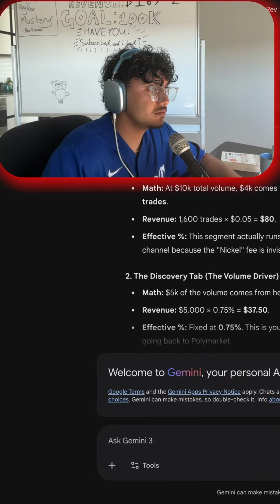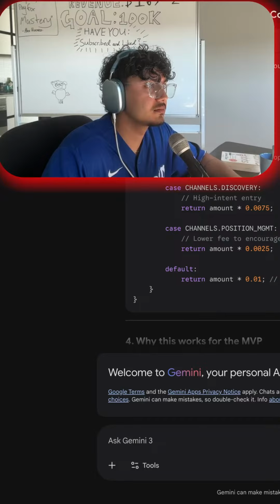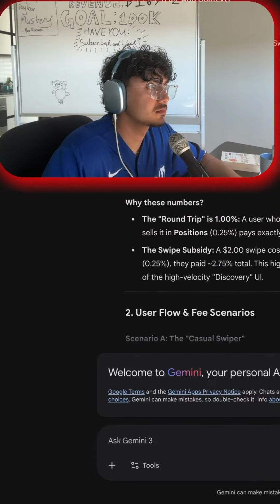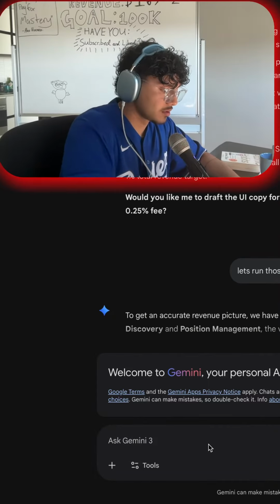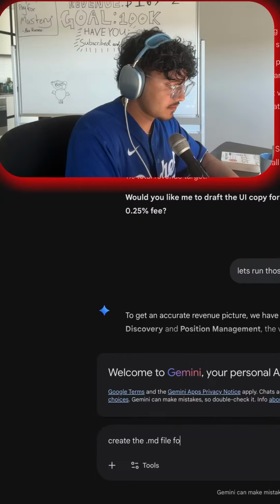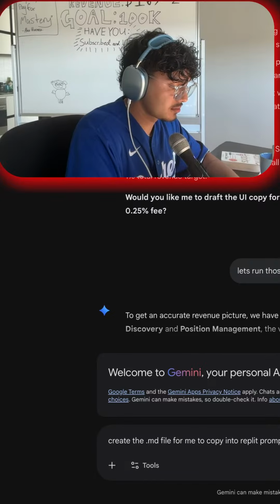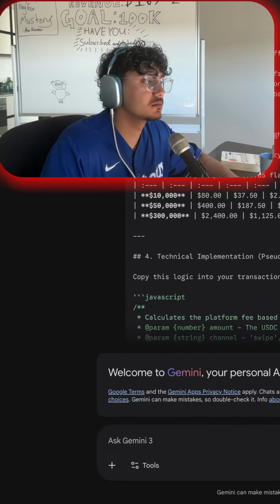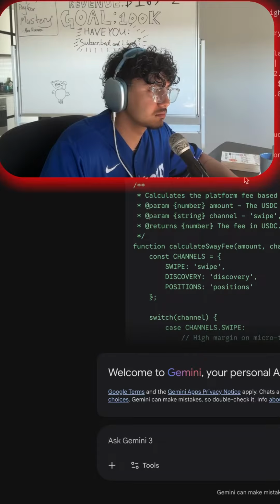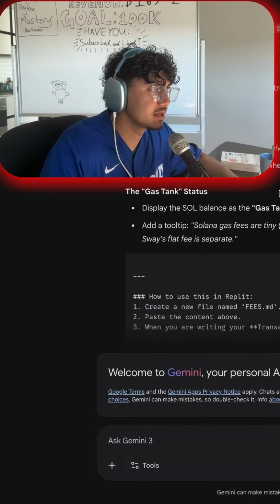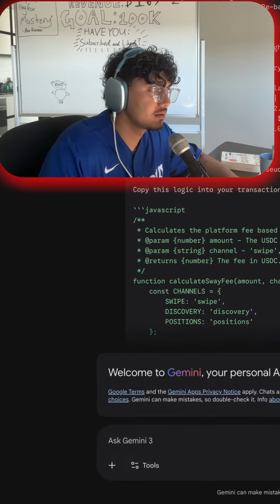So, let's do it. Create the .md file for me to copy into Replit prompt. Or maybe I get rid of the technical implementation and just let Replit figure that out. So I just go from here.